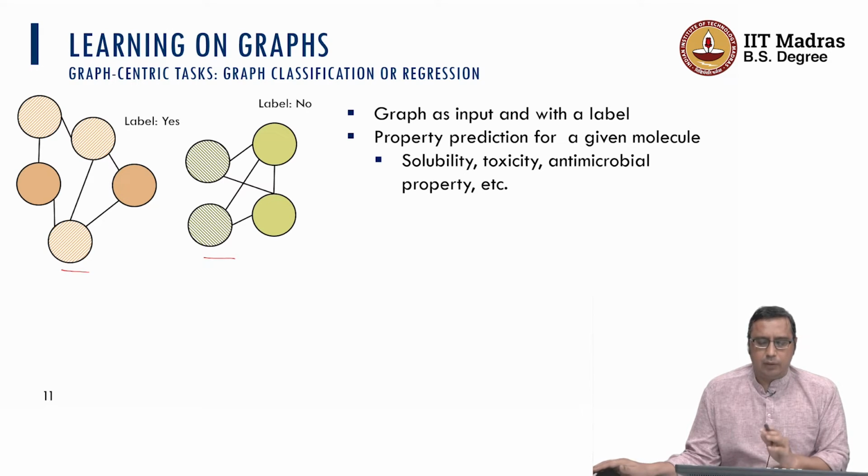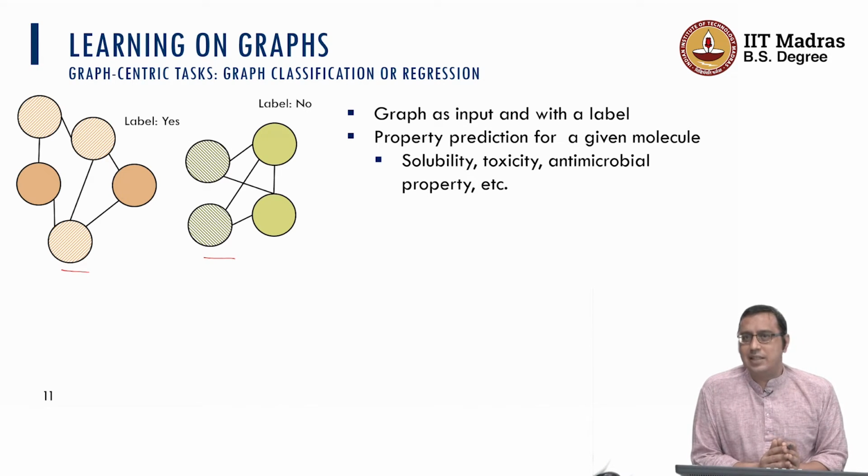Let's take an example. For example, property prediction. In drug discovery, property prediction is one of the challenging problems. The objective here is, given a molecule, I want to predict properties such as solubility, toxicity, antimicrobial property, etc. Now, I have just a molecule which I can represent as a graph. Actually, I showed you earlier: atoms as nodes and the bonds as edges.